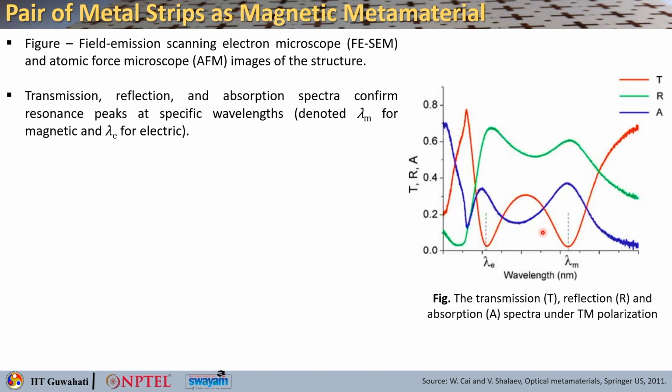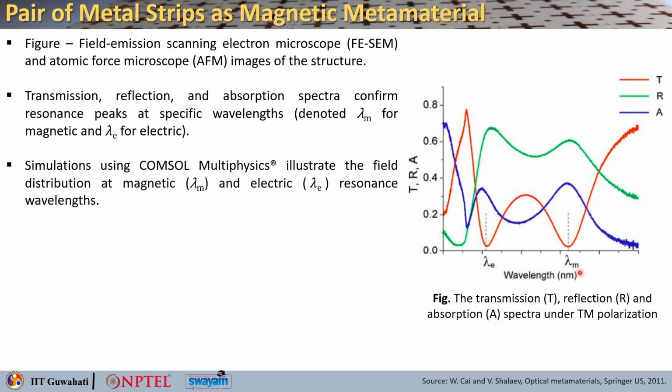Now, in this structure, when you characterize them and get the experimentally measured values of transmission, reflection and absorption, they are plotted here. So, this is absorption, this is reflection, and this is the transmission. What you basically see here is all done under TM polarization, because that is where you can excite those magnetic and electric resonances, and the resonances are marked as lambda m and lambda e.